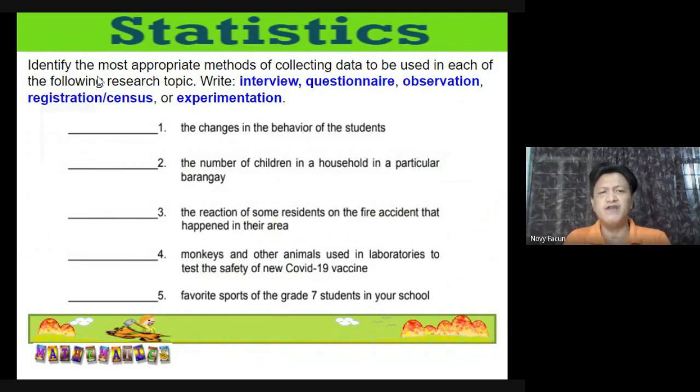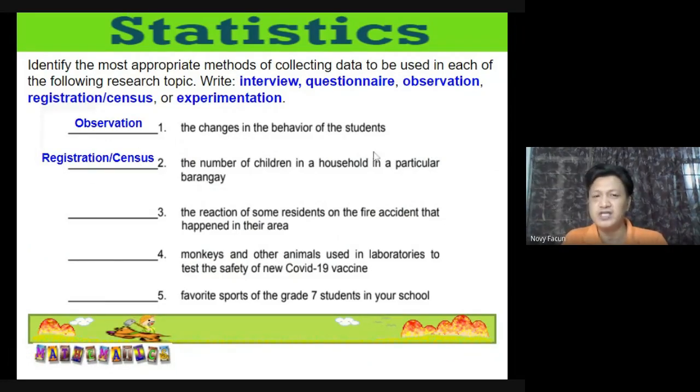But before that, identify the most appropriate methods of collecting data to be used in each of the following research topic. Okay. So number one, the changes in the behavior of the student. So anong method kaya para makolek ko yung data na yan? Siyempre, the word behavior, paano mo makukuha yung data dyan? That is observation. Obserbahan mo yung pag-uugali niya kung may pagbabago ba. Next, number two, the number of children in a household in a particular barangay. Siyempre, that is registration or census. Kaya nga nag-house to house yung mga barangay officials para makuha yung census or yun yung data natin para malaman nila kung ilan yung nakatira doon sa barangay na yun.